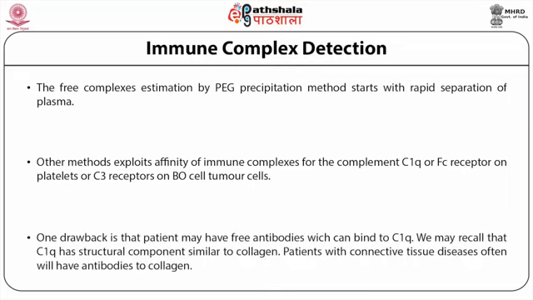One drawback is that a patient may have free antibodies which can bind to C1q. We may recall that C1q has a structural component similar to collagen. Patients with connective tissue diseases often will have antibodies to collagen. Finally, clinical evaluation requires careful assessment. Many freely circulating immune complexes are harmless. The damage occurs when some of these start depositing in the tissues.